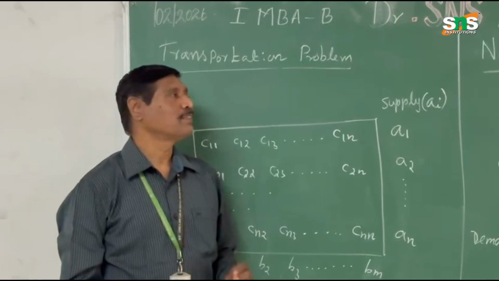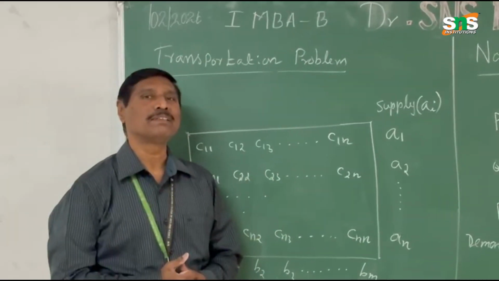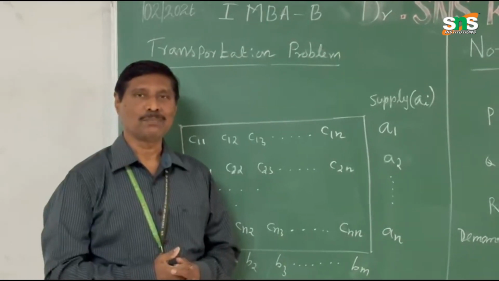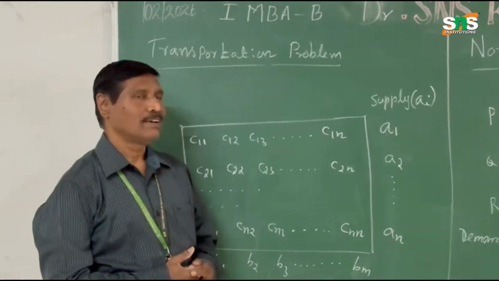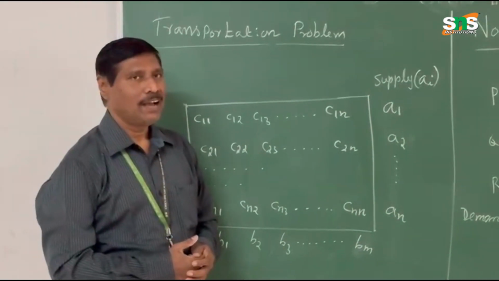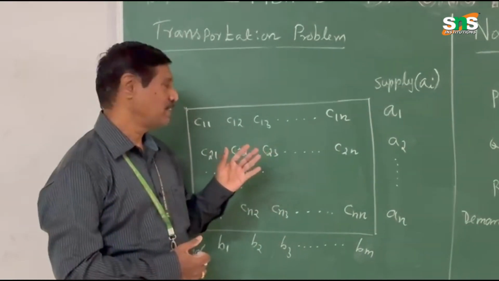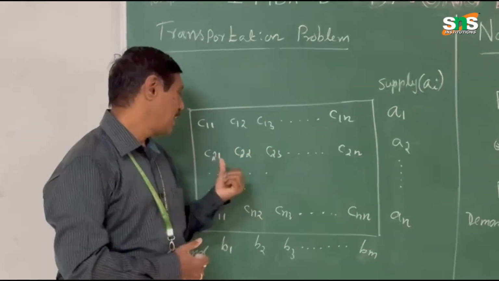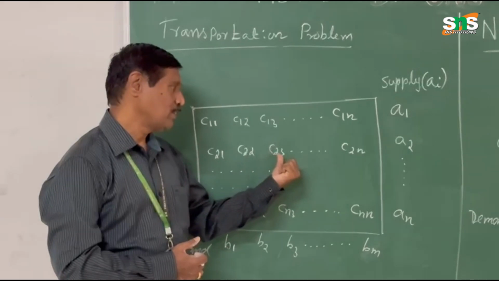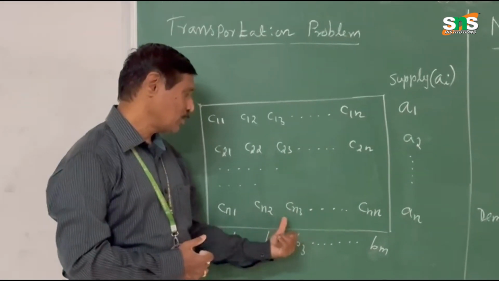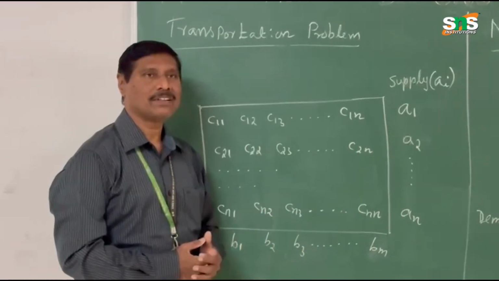Now, in this session, we are going to discuss problems based on the transportation problem. So, first, what is a transportation problem? Suppose there are some supplies a_i and some demands b_j, and some costs are given. So it is C11, C12, C13, etc., C1n, and C21, C22, C23, etc., C2n, and so on, Cm1, Cm2, Cm3, etc., Cmn. These are all the costs.